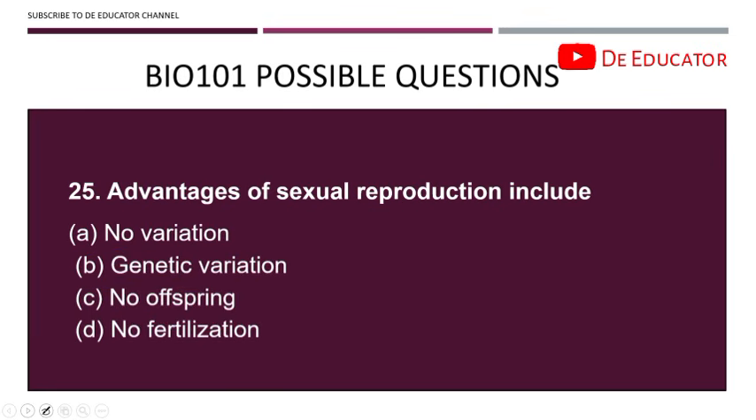Number 25, which is the last, advantages of sexual reproduction include genetic variation. So in sexual reproduction, there is variation because there's mixture of different things, the law of segregation, independent assortment, dominance, and all of those things happen there, right? So we've come to the end of the BIO101 possible questions.